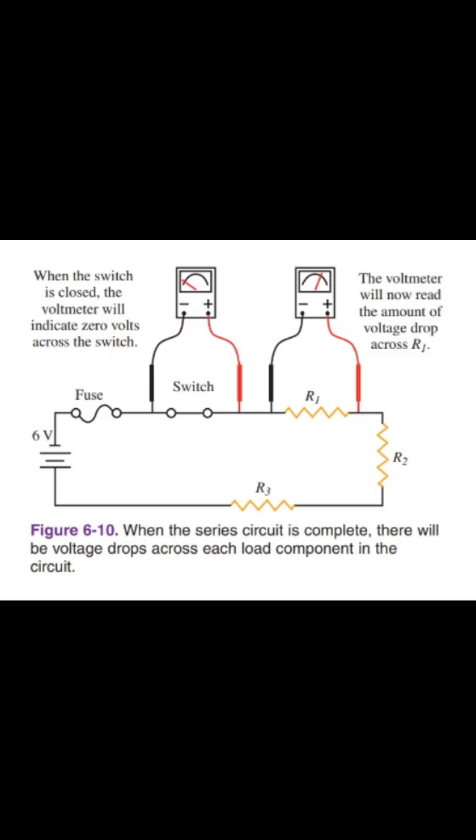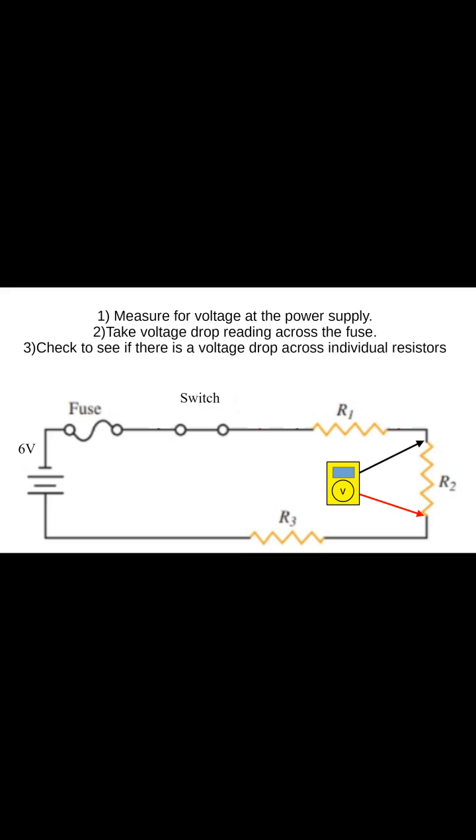Figure 6-10, a single pole, single throw switch or SPST switch that produces a voltage drop when it's closed is defective. Next, check to see if there is a voltage drop across the individual resistors. If a resistor connected in series in a series circuit is open, it will have a voltage drop equal to the source voltage. The other resistors will have no voltage drop at all.